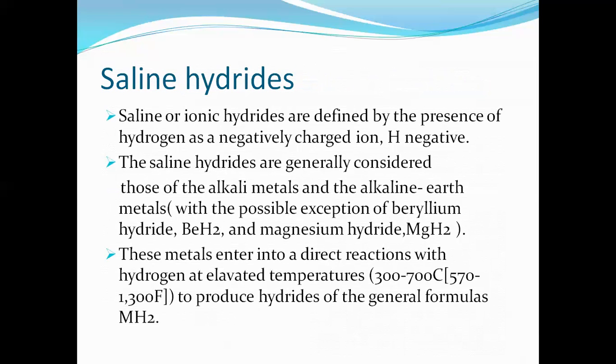First, I discuss saline hydrides. Saline or ionic hydrides are defined by the presence of hydrogen as a negatively charged ion, H negative. The saline hydrides are generally considered those of the alkali metals and the alkaline earth metals, with the possible exception of beryllium hydride and magnesium hydride. These metals enter into direct reaction with hydrogen at elevated temperature, 300 to 700 Celsius, or 570 to 1300 Fahrenheit, to produce hydrides of the general formula MH2.